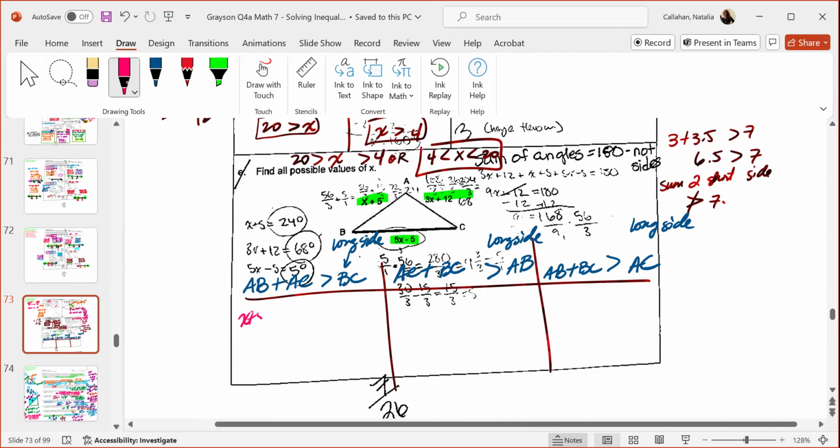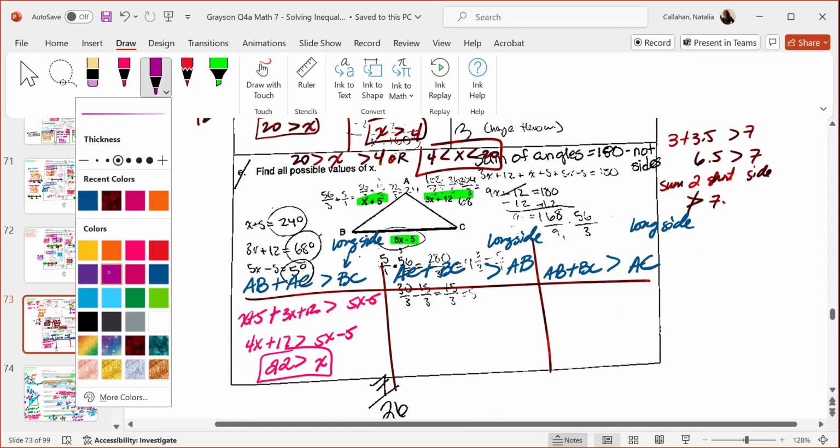AB is x plus 5. AC is 3x plus 12, which is greater than BC, 5x minus 5. Combine your like terms. Subtract the 4, add the 5. That's your first inequality. x is smaller than 22.